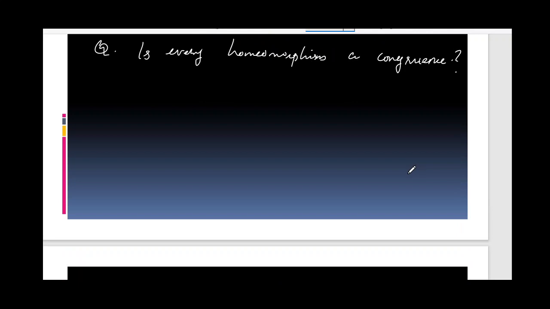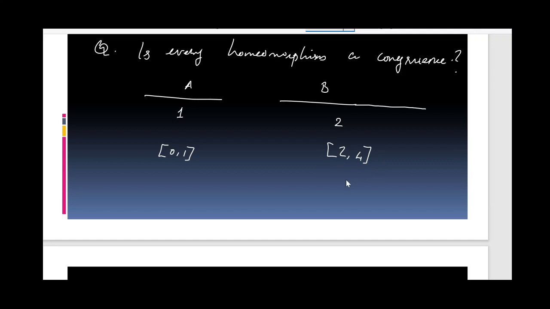Let us treat it like this. Let us have two rods. One I am naming A, another I am naming B. A is of length 1 unit, and B is of length 2 units. 1 meter and 2 meters you can have. We can express this in mathematical terms: A is the closed interval [0, 1], and B is a closed interval of length 2. No need of taking [0, 2]; you can have any interval of length 2. So I'm taking [2, 4].